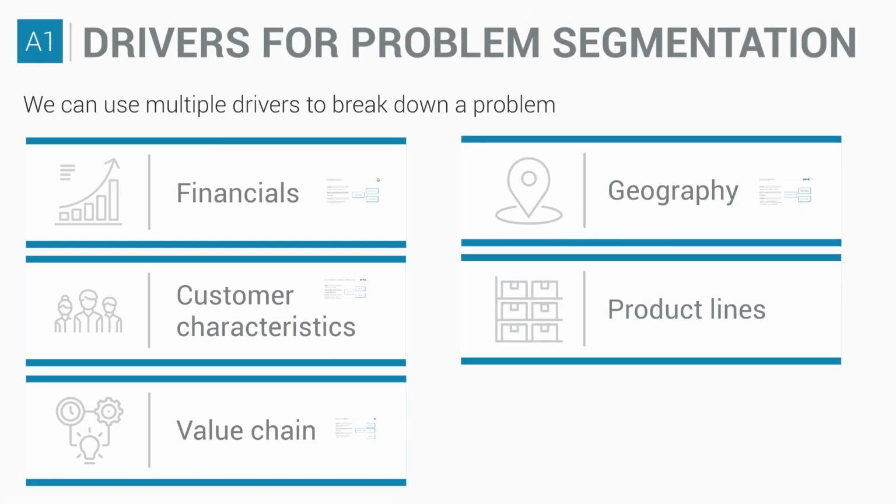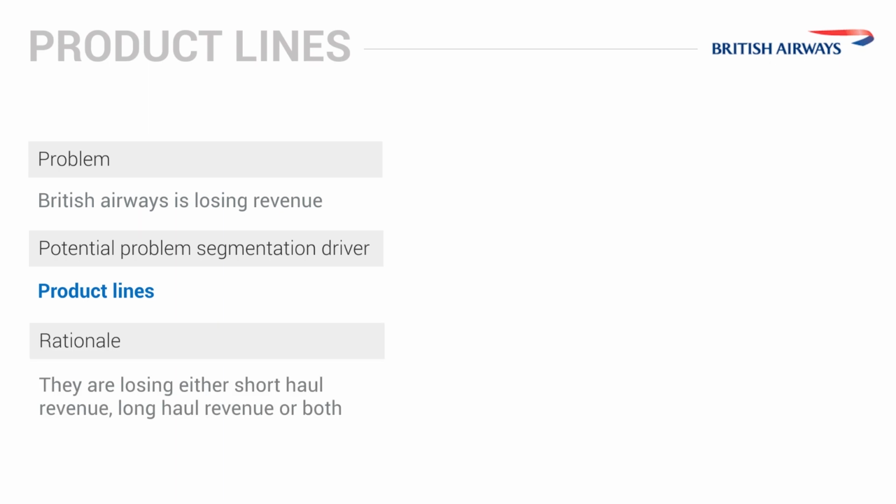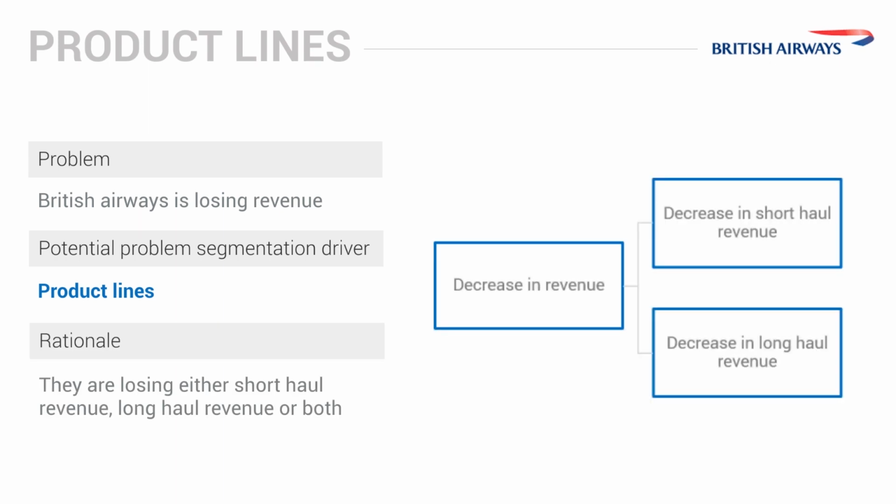Product line-based segmentations are particularly useful in multi-product line companies. Let's say the problem statement is that British Airways is losing revenue. Here, a product line-based segmentation would be one of the logical approaches to use, as British Airways has multiple product segments. We could break down the loss in sales into short-haul revenue and long-haul revenue.